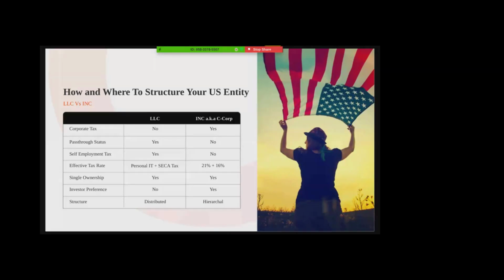And coming to the differences between an LLC and an INC, the first and foremost is corporate tax. LLCs are considered a pass-through entity, meaning any profits that come to the LLC will be taxed at the individual level of the members, not at the LLC level. Whereas in an INC, it's always at the corporate level, meaning the incorporated company pays the taxes and then has the net profit and shares the dividend with the shareholders.